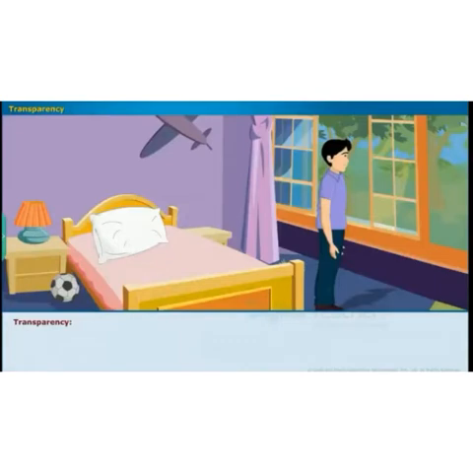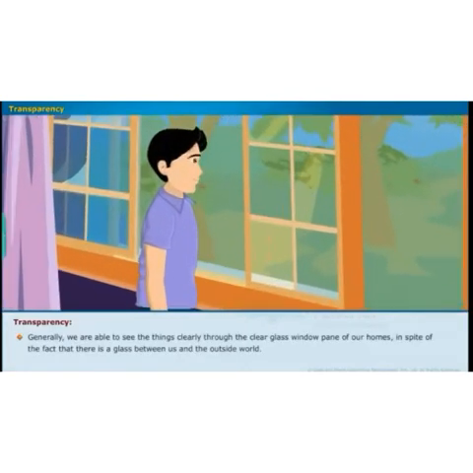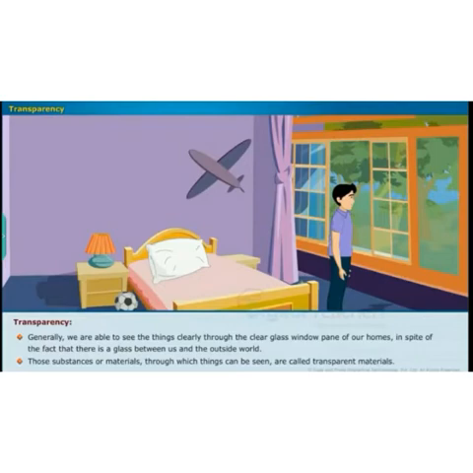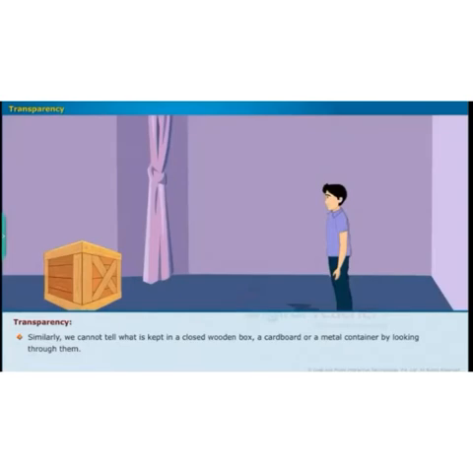Now, let us discuss the transparency of materials. Generally, we are able to see the things clearly through the clear glass. Yes, through the clear glass window pane of our homes, we can clearly see, students, right? So, in spite of the fact that there is a glass between us and the outside world, right? So, students, those substances or materials through which things can be seen are known as transparent materials.